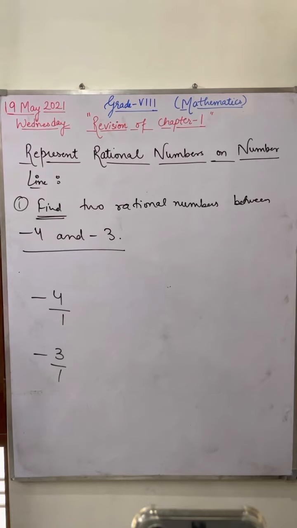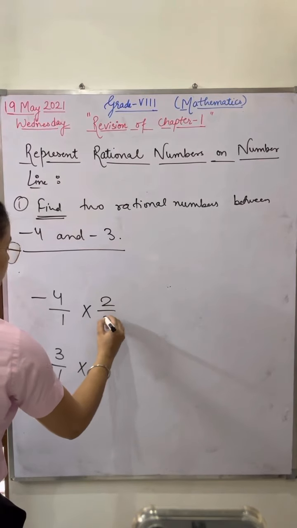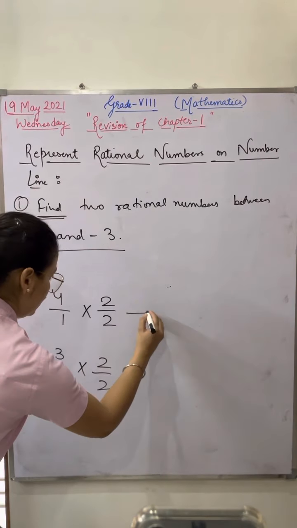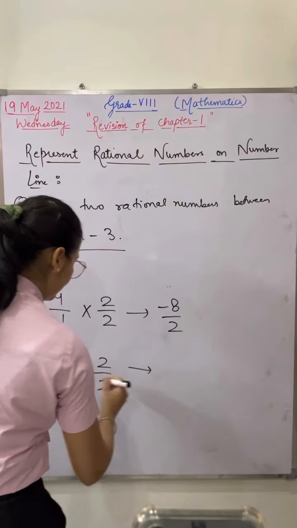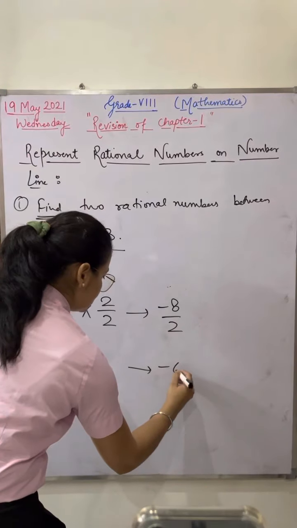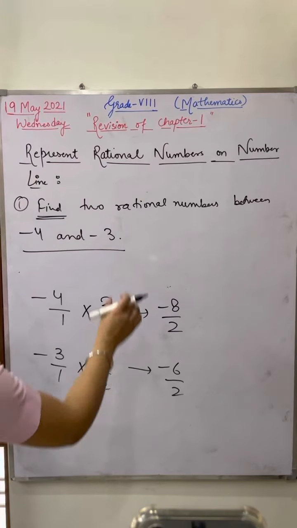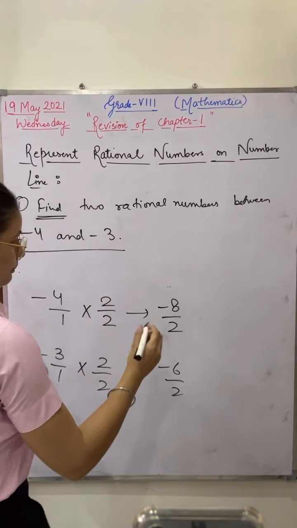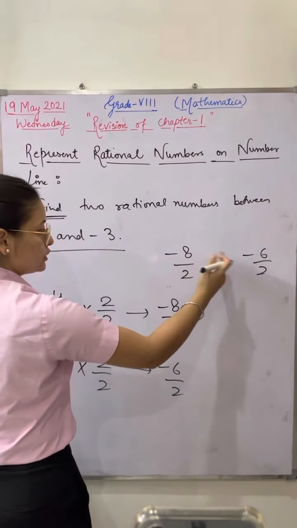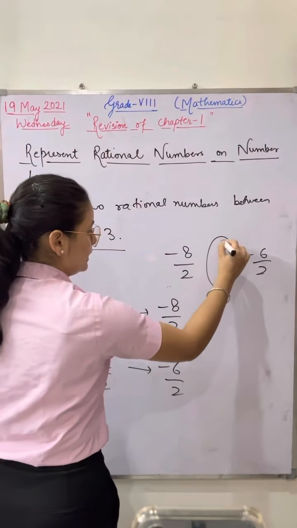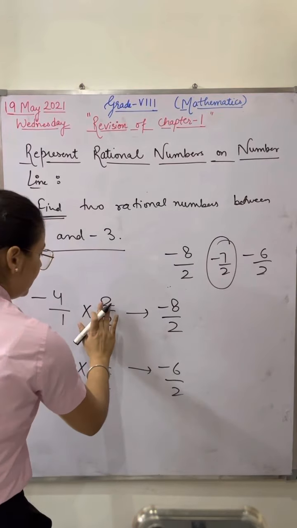Separate. Now you have to multiply with the same number. Suppose I am going to multiply with 2 by 2, and 2 by 2 here. It will be minus 4 into 2, minus 8, upon 2, and minus 3 into 2, that is minus 6, upon 2. So I have these two numbers. I have to find two rational numbers between minus 8 upon 2 and minus 6 upon 2. How many rational numbers will lie between them? Only one rational number, that is minus 7 upon 2.